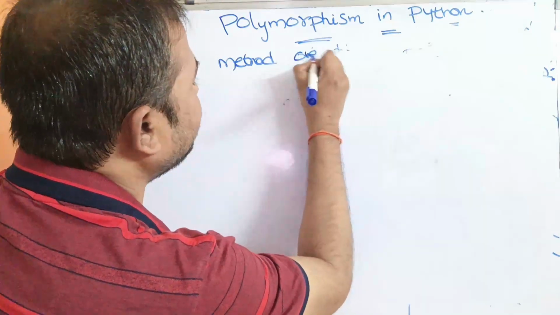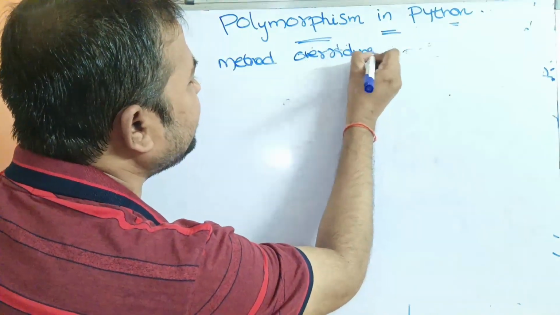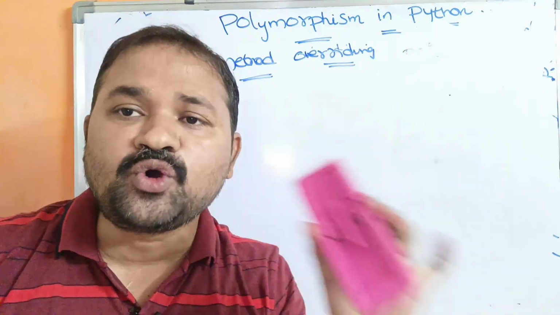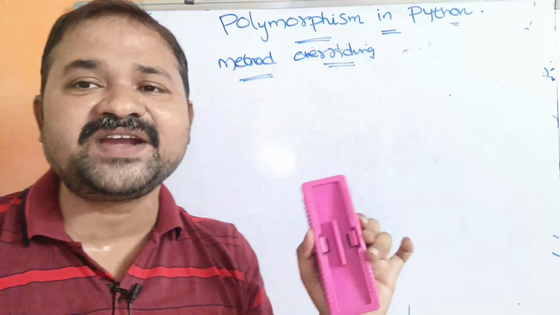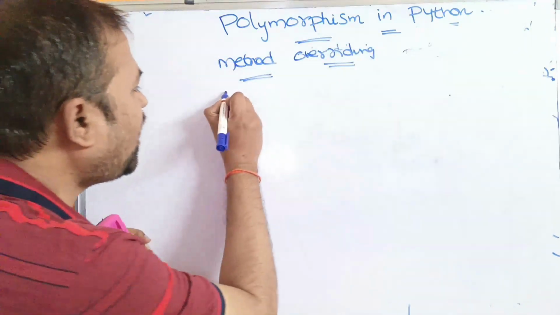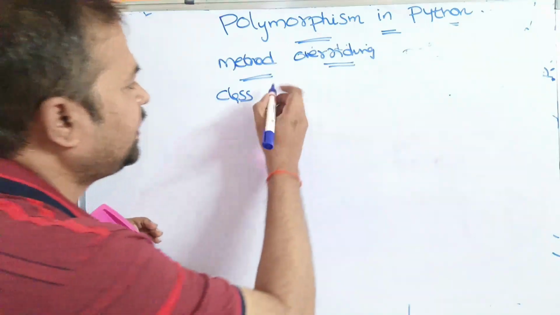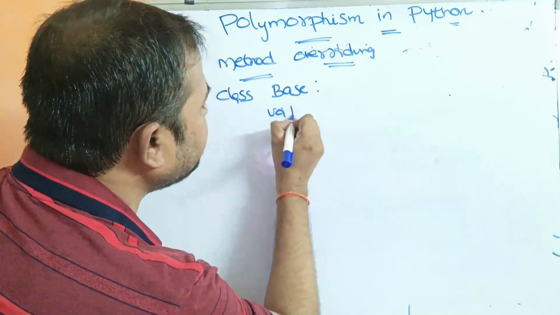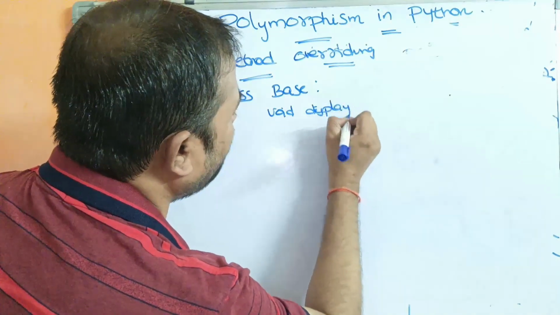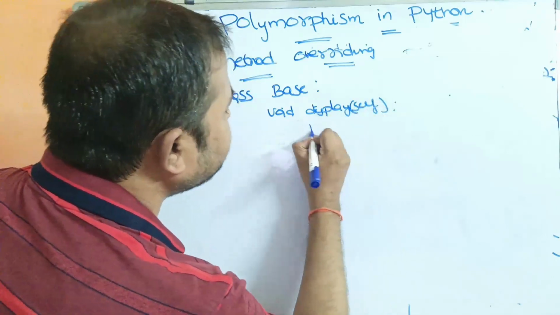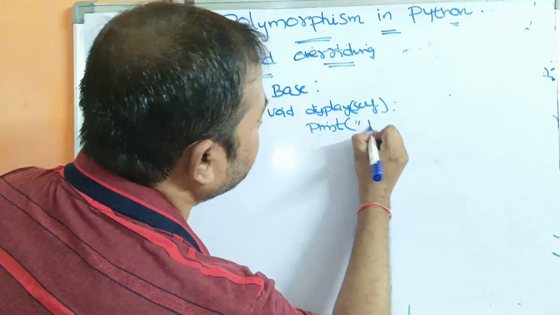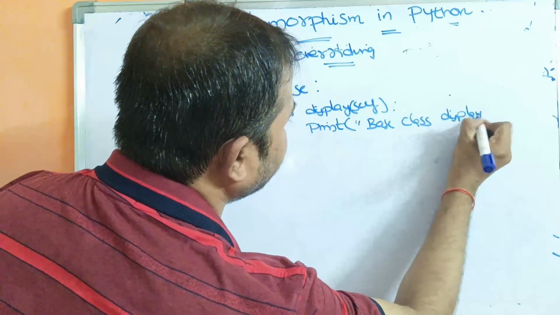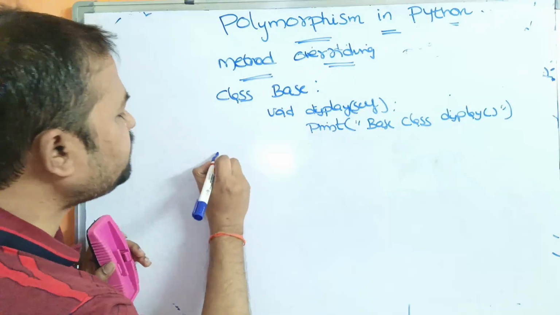Method overriding is implemented only while using inheritance. If there is no inheritance, then there is no method overriding. We know inheritance means we will have a base class and a derived class. Here we have a base class. Let the base class contain a method called display: def display of self. Let us print some definition: print of "base class display method".